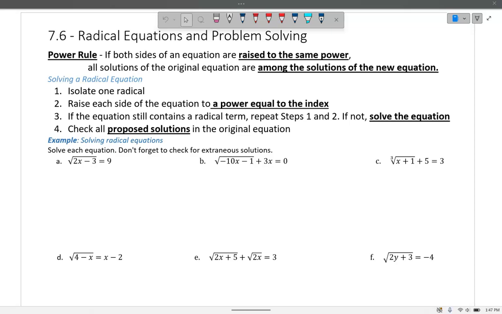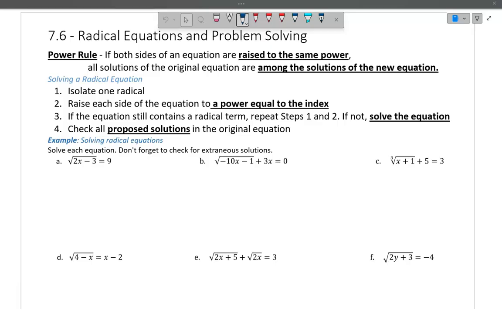To solve radical equations, we're going to use a process similar to our properties of equality. However, it is a notable difference that it's not truly a property of equality. While it behaves in a similar manner, it is going to cause some side effects that our properties of equality don't necessarily do. We're going to use the power rule, where we can raise both sides of an equation to the same exponent based on whatever the index of the radical is.